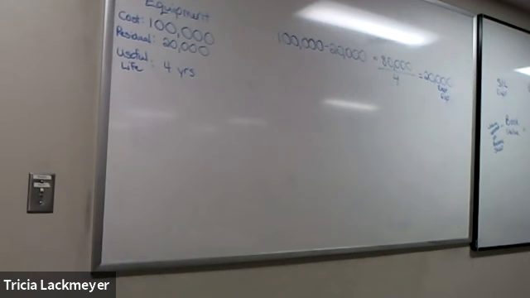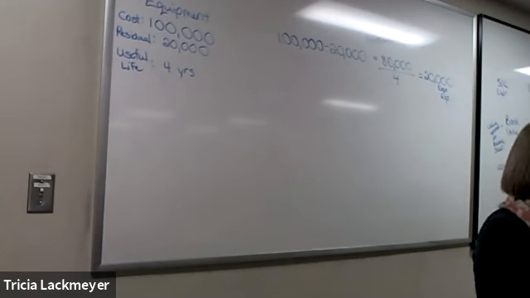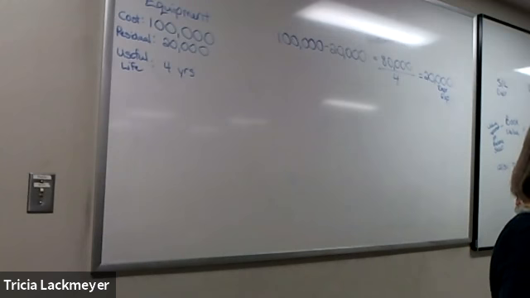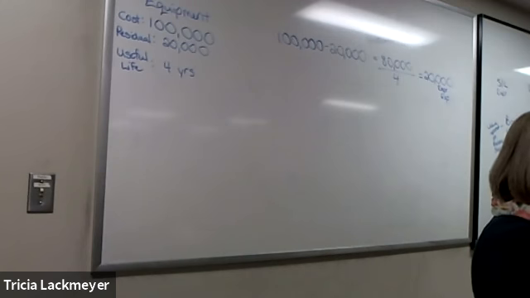Very good. Yeah, I'm going to debit depreciation expense, 20,000, and credit accumulated depreciation, 20,000. And that's an adjusting entry at the end of the year. It doesn't matter which depreciation method we use. The only thing that'll change is the amount. You always debit depreciation expense and credit accumulated depreciation.